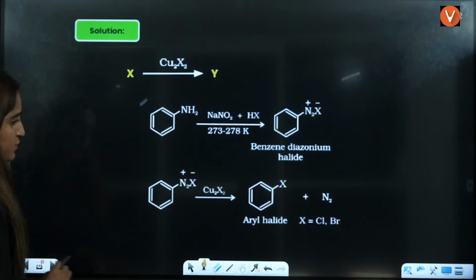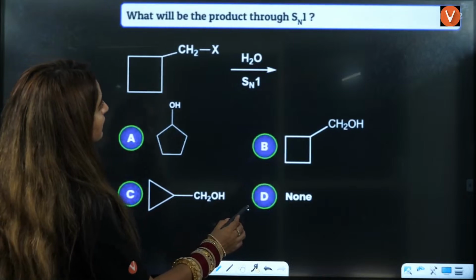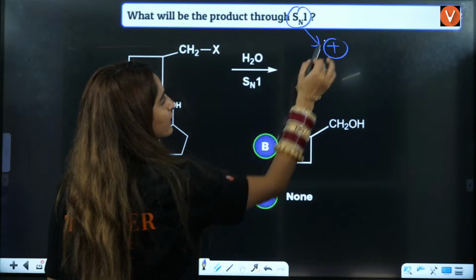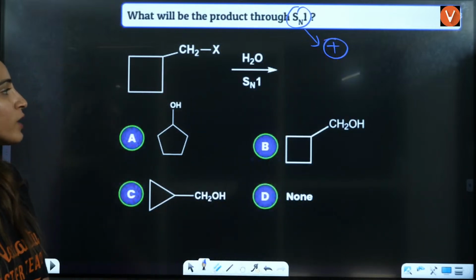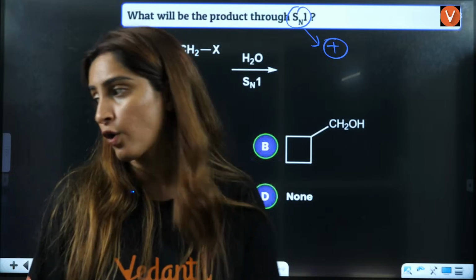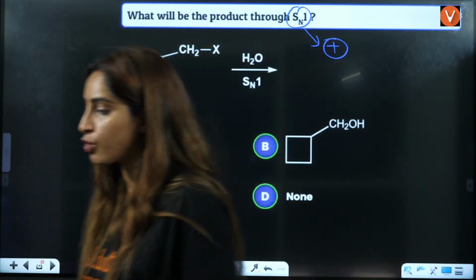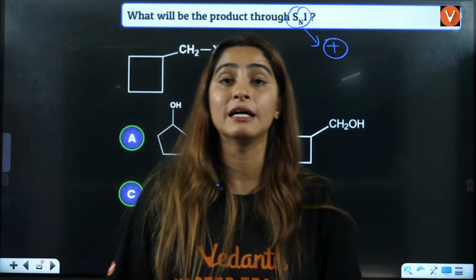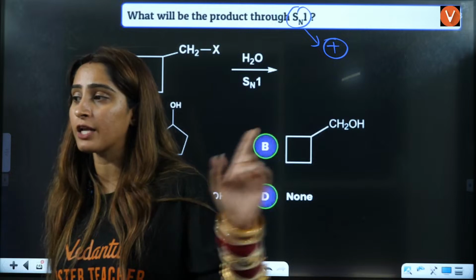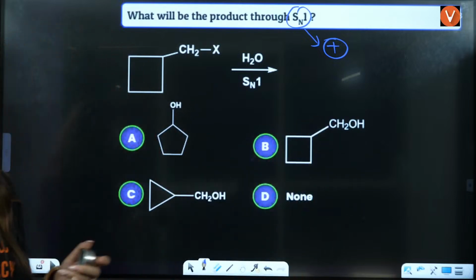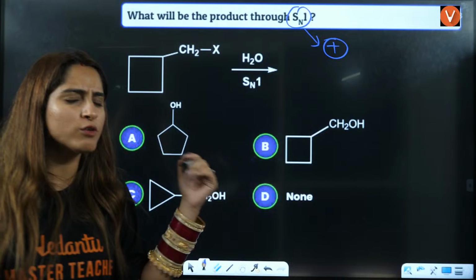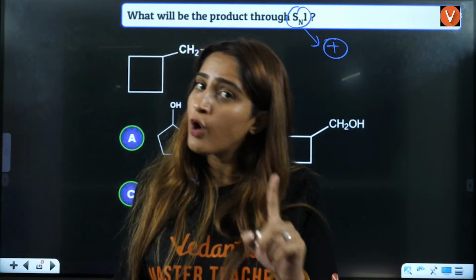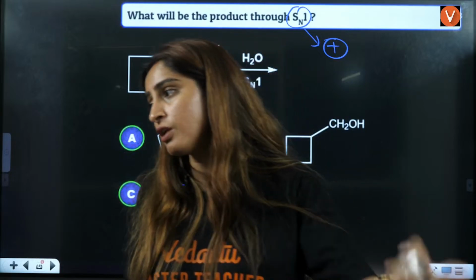Okay. Next, students, what will be the product through SN1? SN1 means it is carbocation formation. Carbocation formation can lead to rearrangement also. So whenever you have carbocation, you have to think about ring expansion, ring contraction, rearrangement. Firstly, tell me, will there be any rearrangement or not? You have to tell me whether there will be ring expansion or ring contraction.